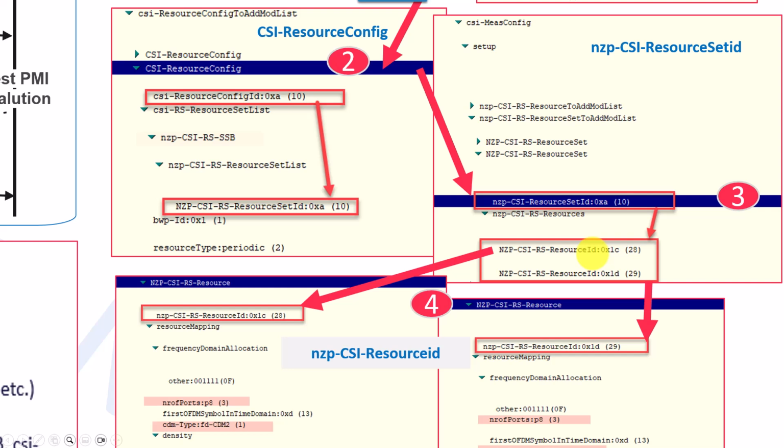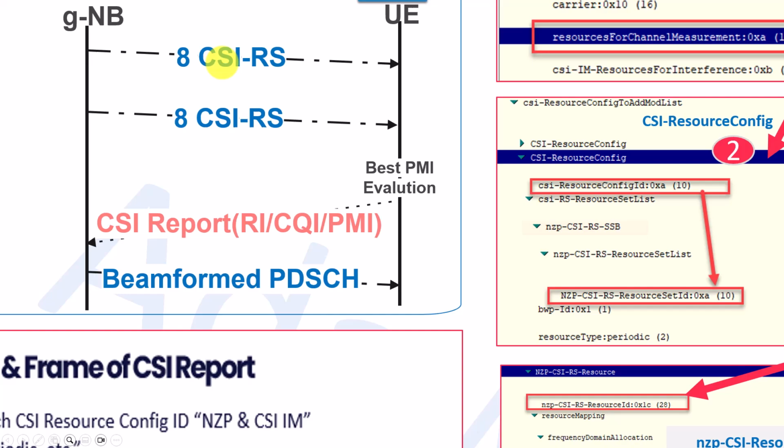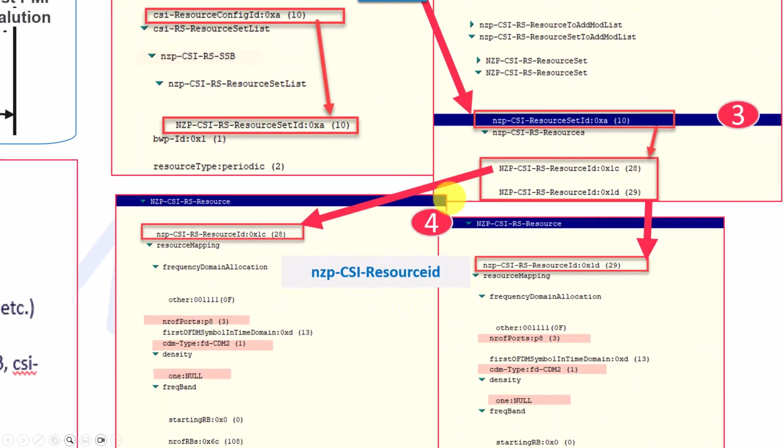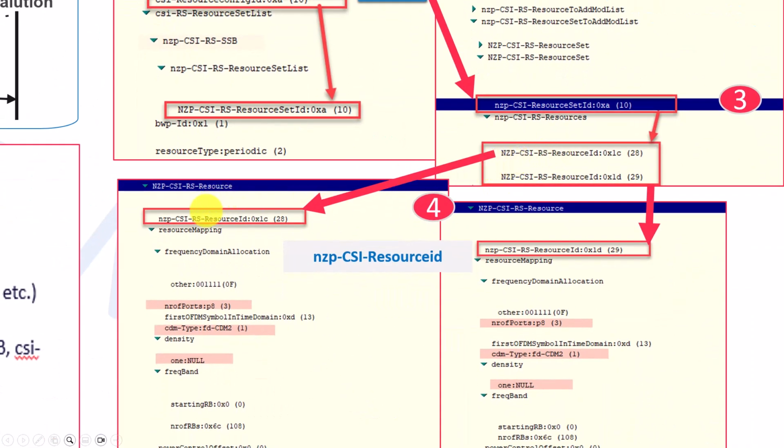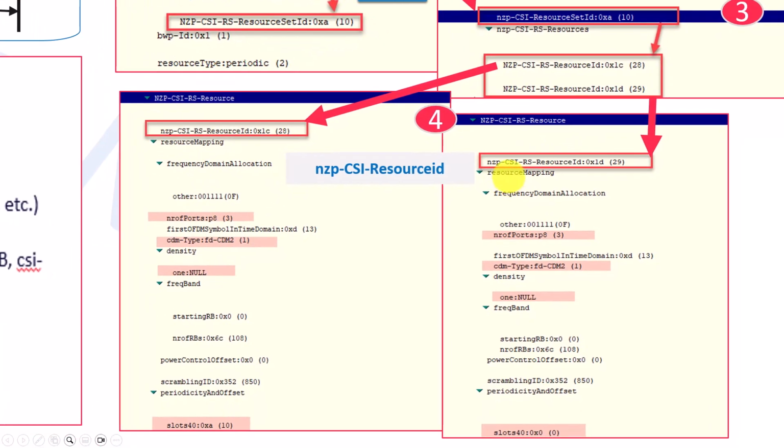Under the resource set ID, you have two resources, which explains that each one of those will have a different configuration. I'm expecting each one of those should have 8 ports, right? So I will go again, number 4. I'll go under the non-zero power CSI resource ID. This one was ID 28. You'll find under each of those one for 28 and one for 29. This will be showing the configuration for both of them.